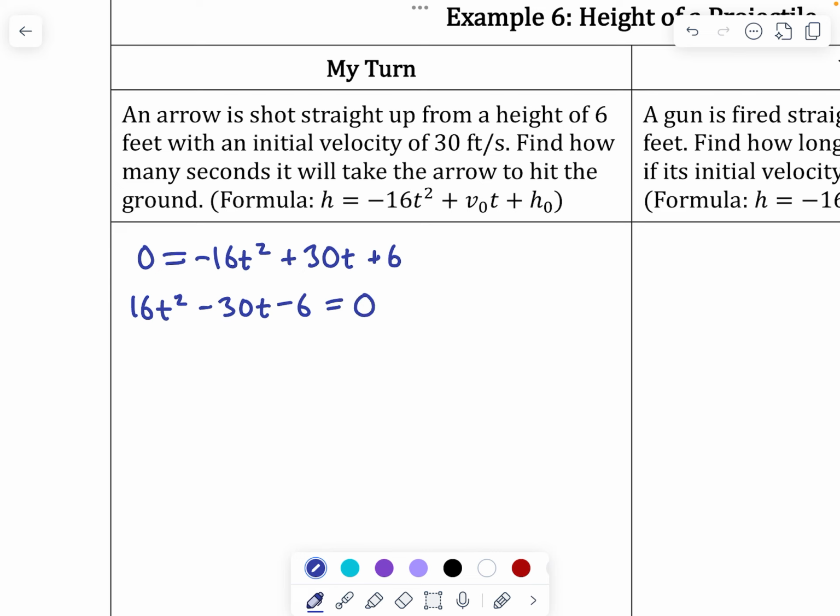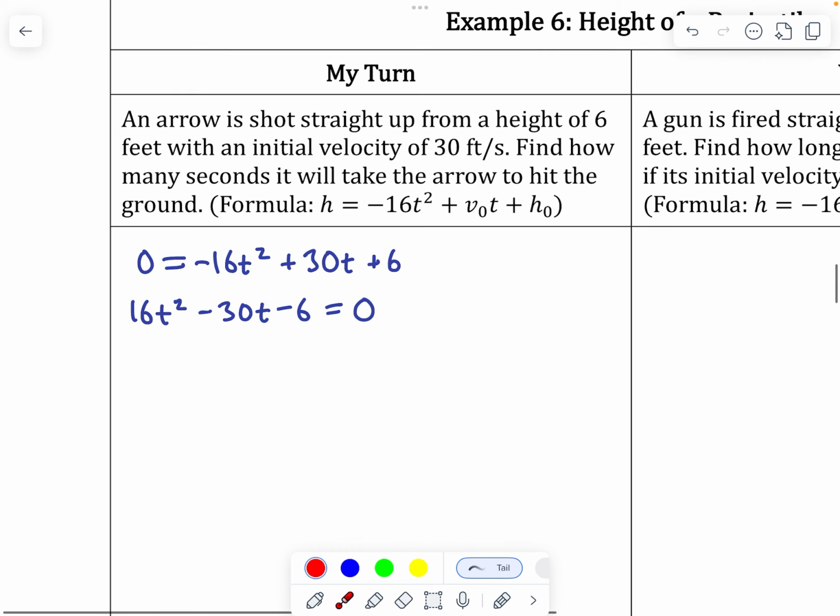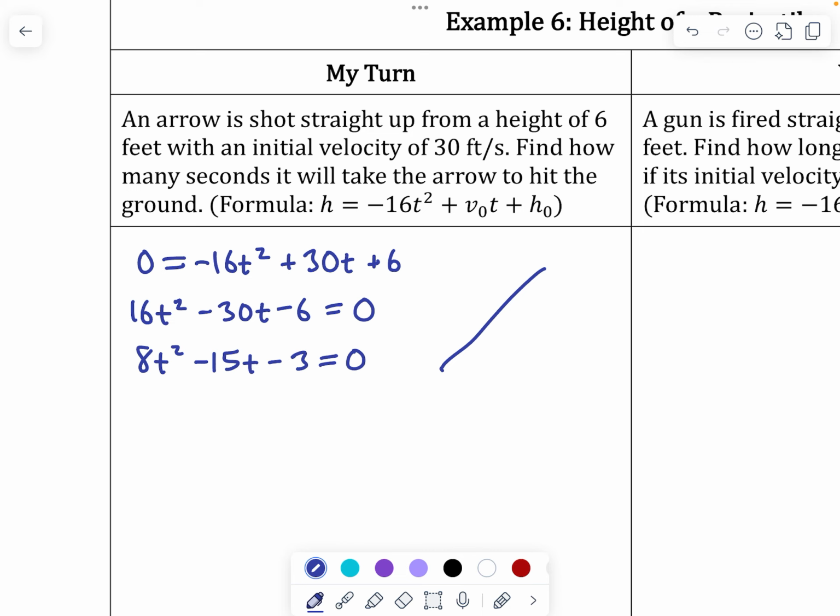And also notice that everything here is divisible by 2. So I'm just going to divide out everything by 2 to get smaller numbers. 8t squared minus 15t minus, divide by 2 is 3 equals 0. And, okay.